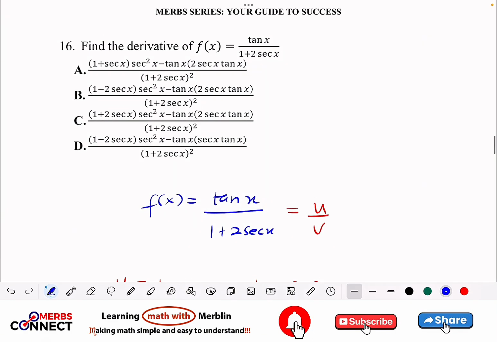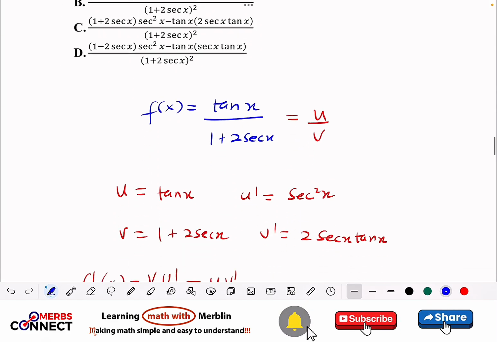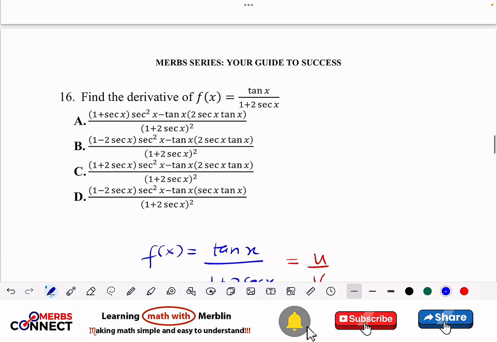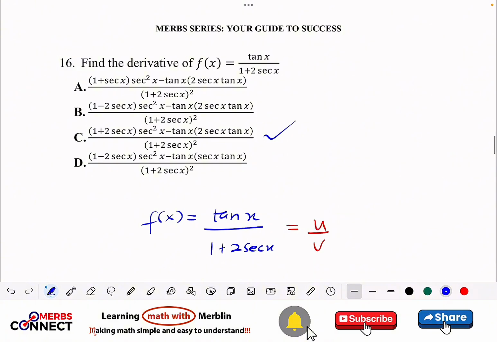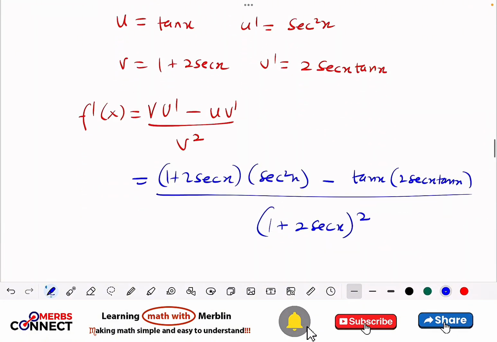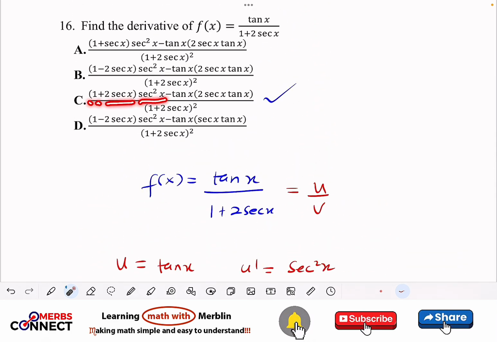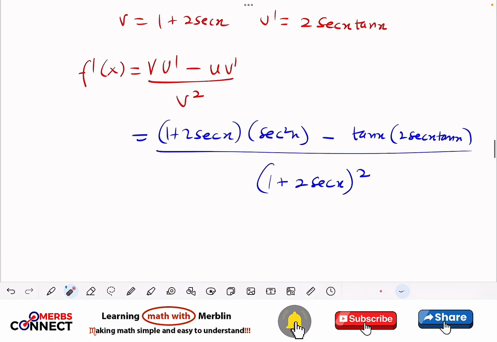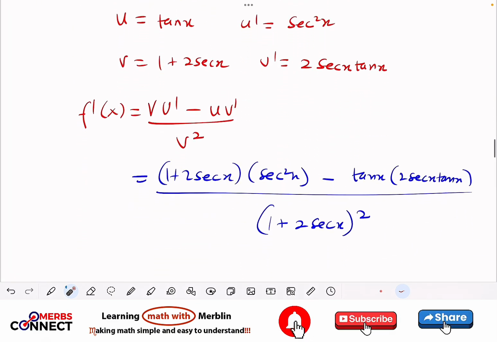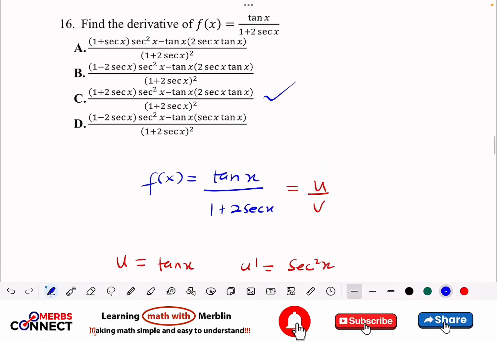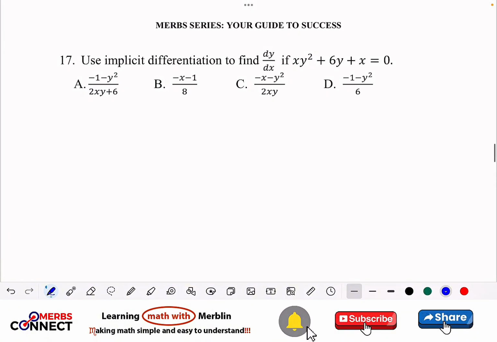But let's look at the options first. Okay, so the options are not being simplified. So we have 1 plus 2 secant. Okay, so the answer is looking like C. Is that right? So we have 1 plus 2 secant x times secant squared x, minus tangent x times 2 secant x tangent x, divided by this. Good. So the answer here will be C. So they didn't simplify, so that's how we need to leave it. And let's look at 17.